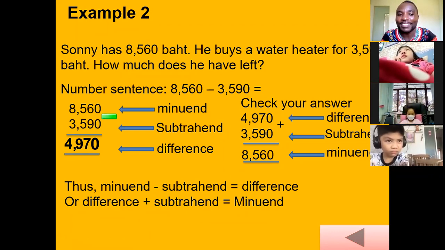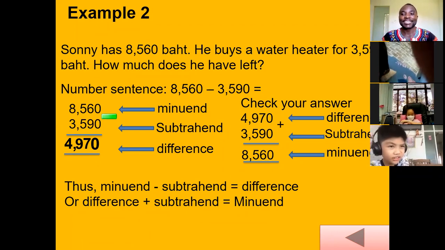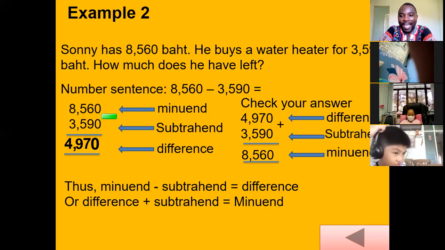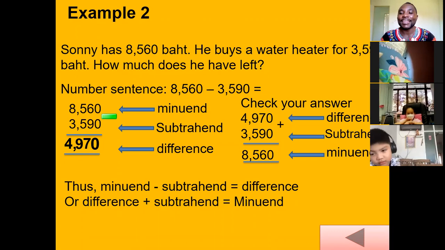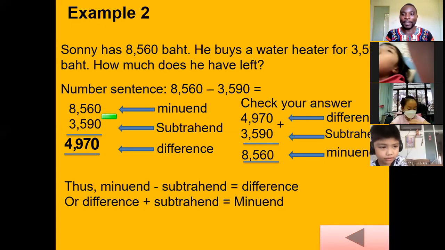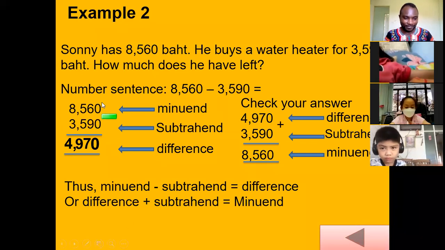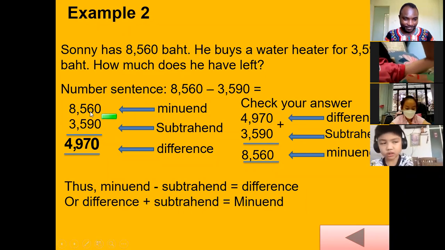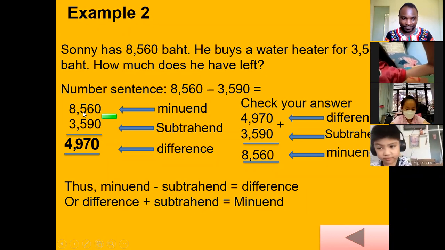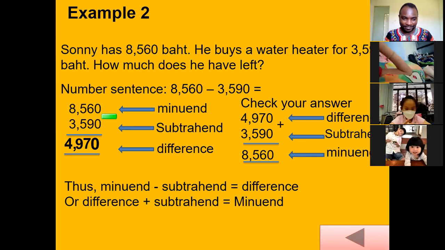I need someone to explain it. Can someone explain in English? I know you know in Thai, but I want you to explain in English. Okay, let's go. 0 minus 0 equals 0. 6 minus 9, not. Borrow from 5, 16. 16 minus 9 equals 7. 4 minus 5, not. 14 minus 5 equals 9. 7.